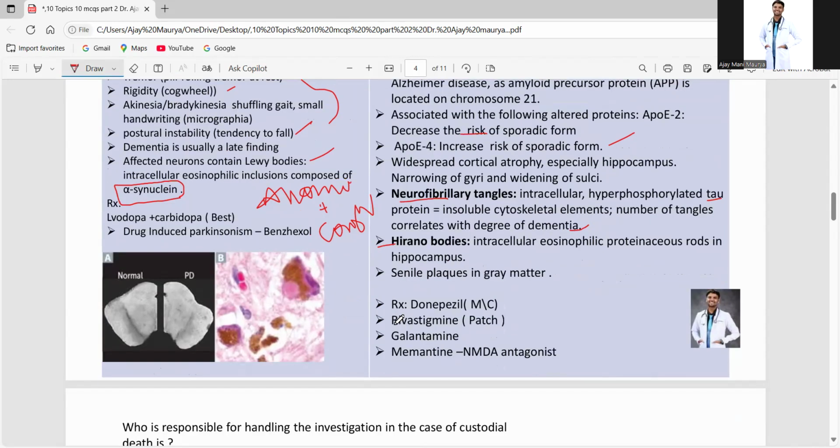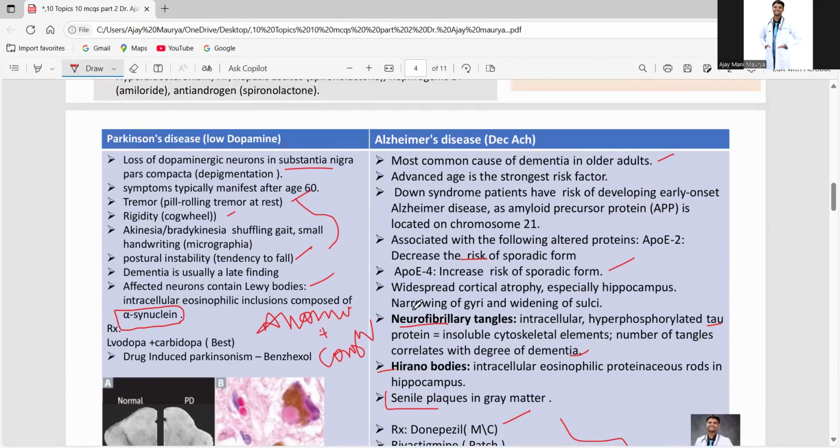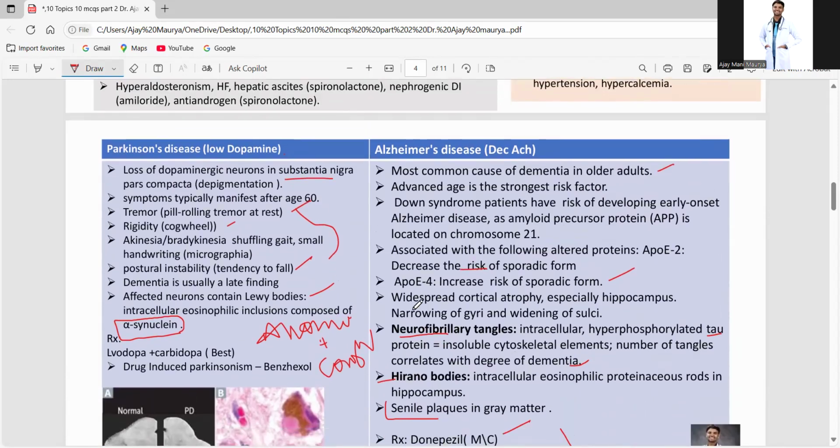Okay. So here, remember, there are senile plaques in the gray matter. Drug of choice is donepezil, rivastigmine, galantamine, and memantine. Memantine is the NMDA antagonist, and donepezil is the most common. If they give you all these options, then the drug of choice is donepezil. If they ask about the patch, it is rivastigmine. That's how you have to remember it in Parkinson's and Alzheimer's.